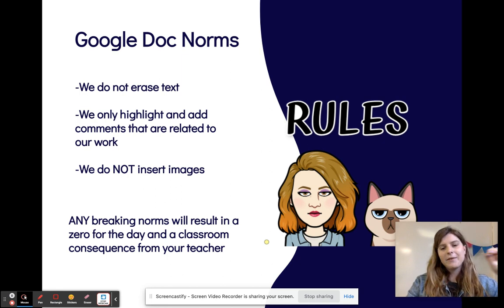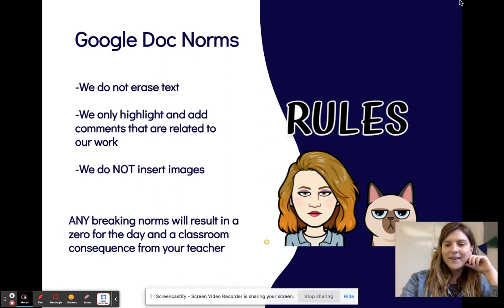So any breaking of these norms will result in a 0 for the day from your teacher and a classroom consequence from your teacher. So if you're on campus, any playing around is going to be an automatic deduction. If you're online and we see you fooling around and not working and being silly with your Google Doc, that is going to be a parent phone call from me or Miss Newgard, okay? So let's make sure we're all showing respect, we're all working hard, and doing all we can to prepare ourselves for the STAR coming up in a few weeks, okay?